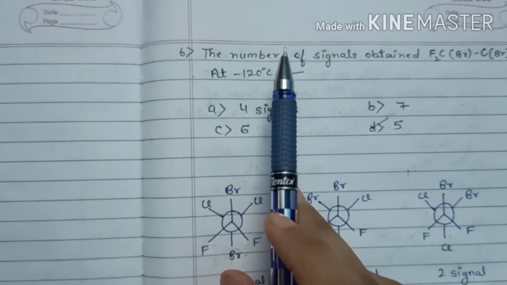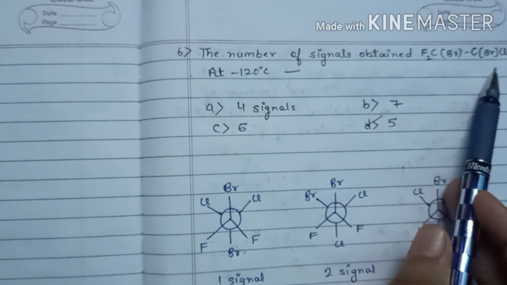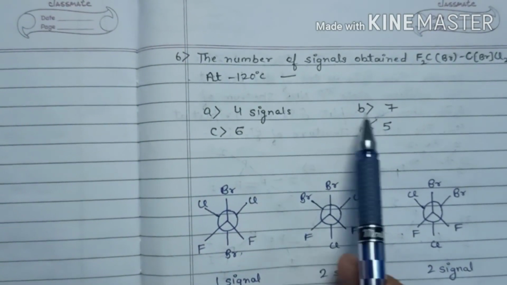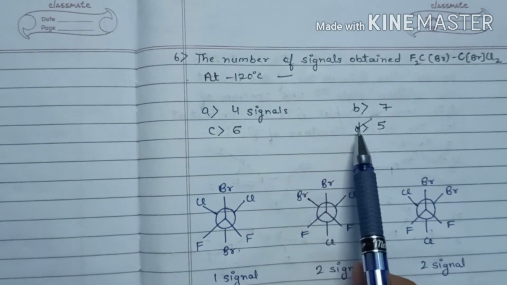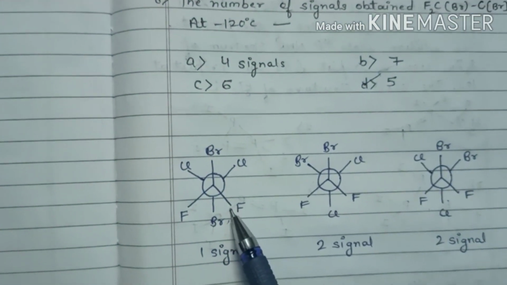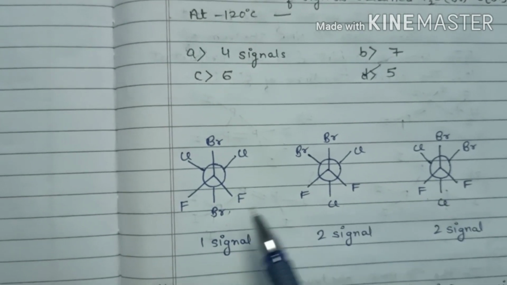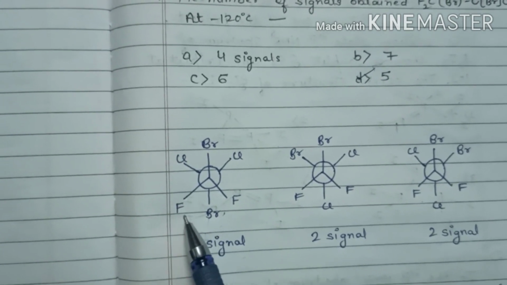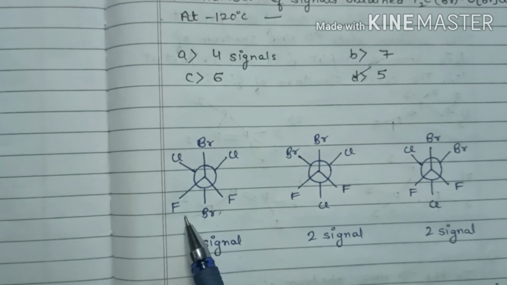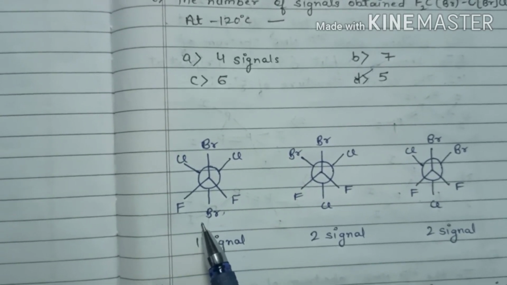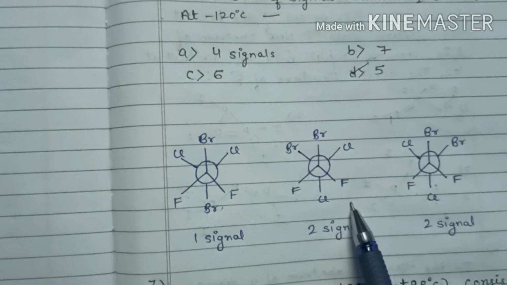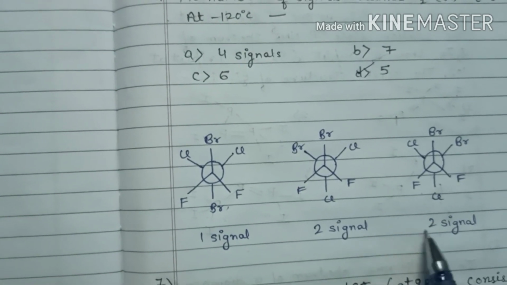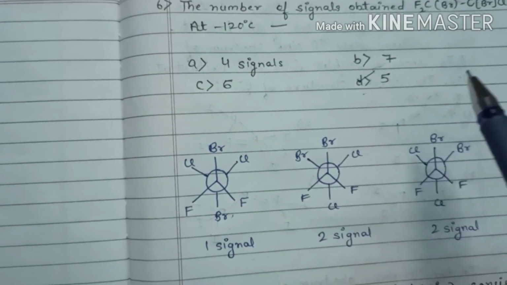Next question is, the number of signals obtained in this molecule at minus 120 degrees Celsius. A 4 signals, B 7 signals, C 6 signals and D 5 signals. So these three possible structures of this molecule are here. In this one, we see that these two fluorines have the same chemical environment. So these two are equivalent and give only one signal. In this we get two signals and in this we also get two signals. So in total how many signals are there? 5 signals. So the correct option is option D, 5 signals.